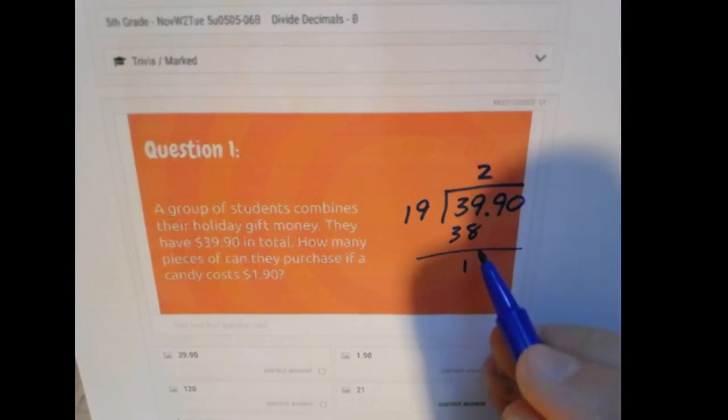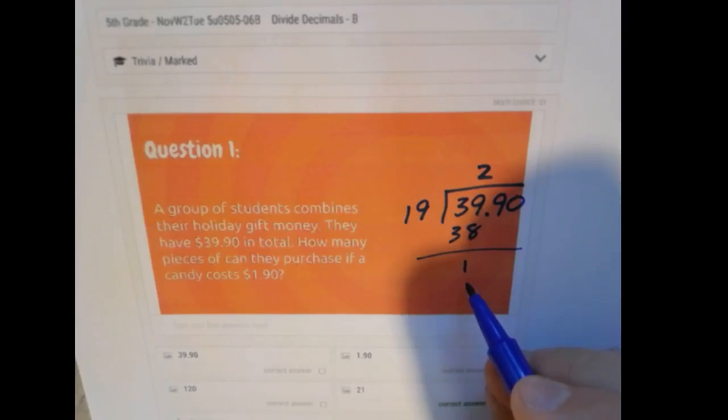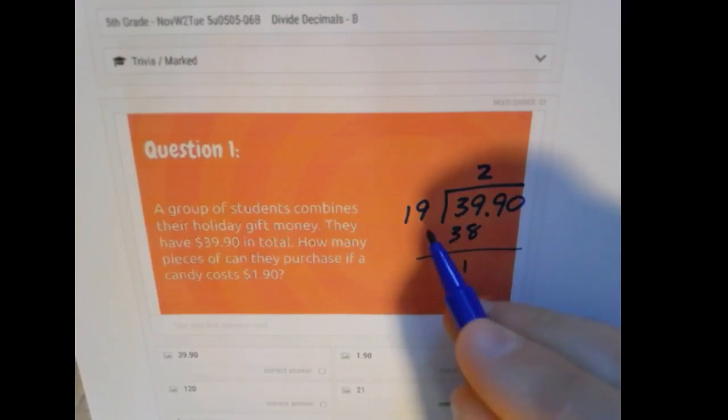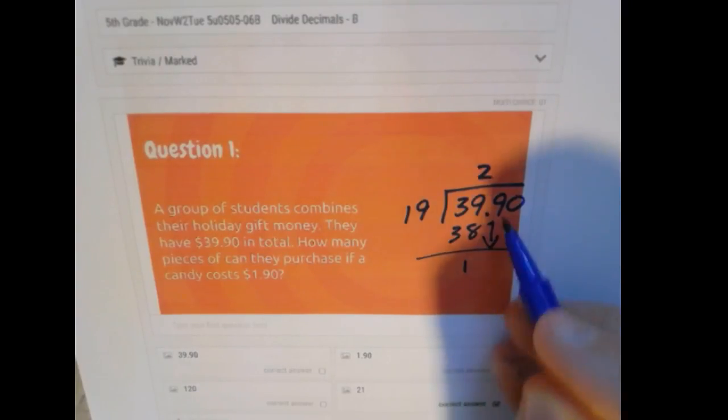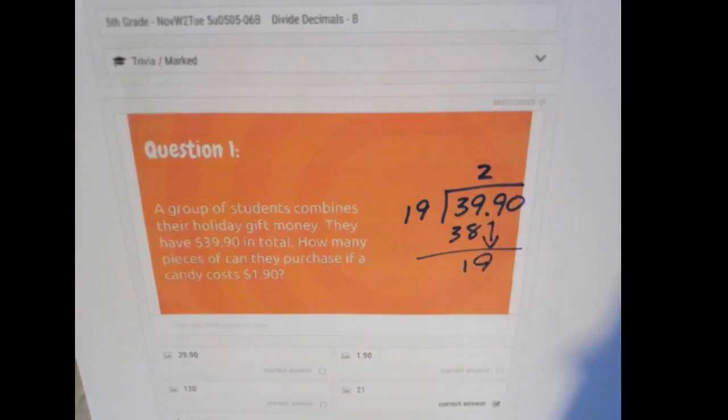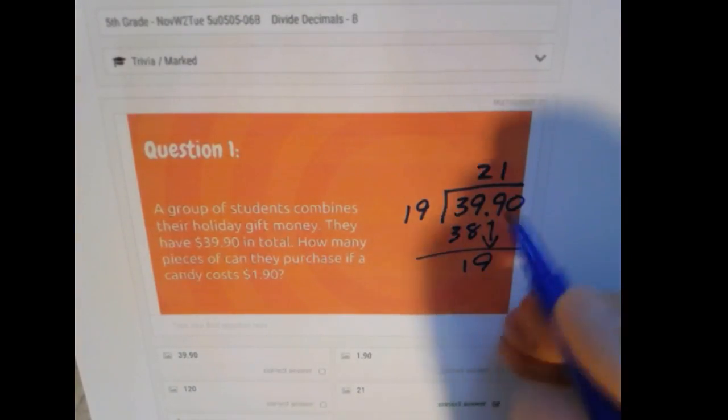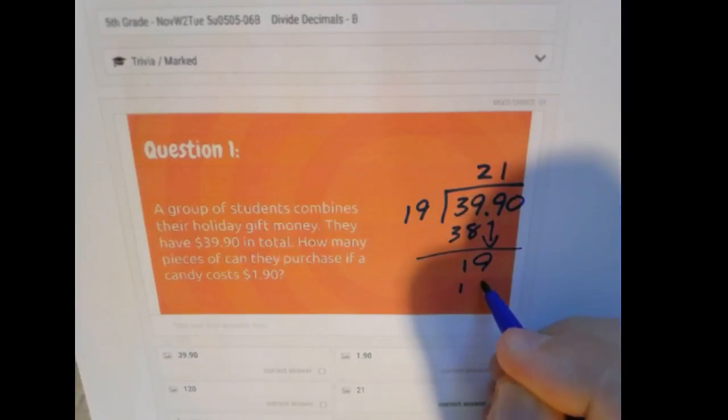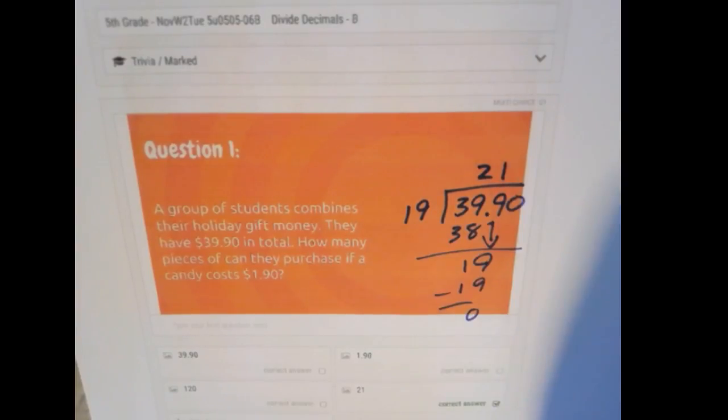How many times does 19 fit into 1? Well, no times. How many times does 19 fit into 19? Well, it would fit in 1 time, right? Now we're about done. Let's finish it off. 1 times 19 is 19. Find the difference and we get 0. So we're all set without having any remainders or anything.